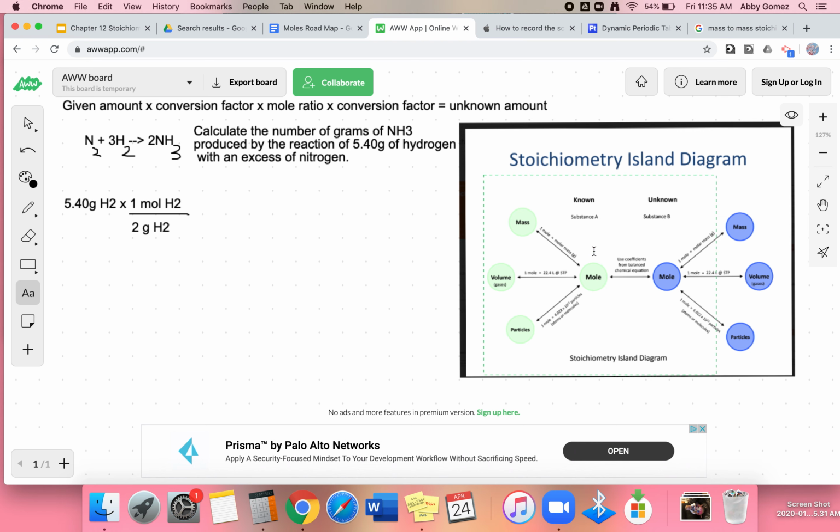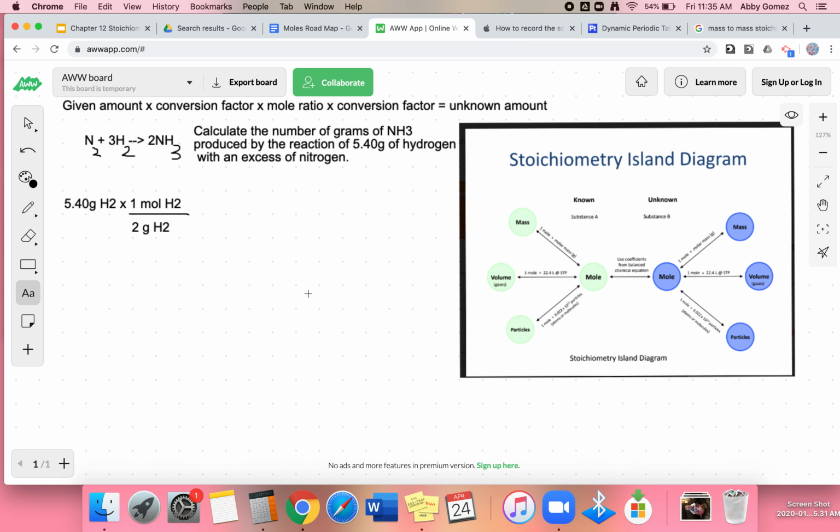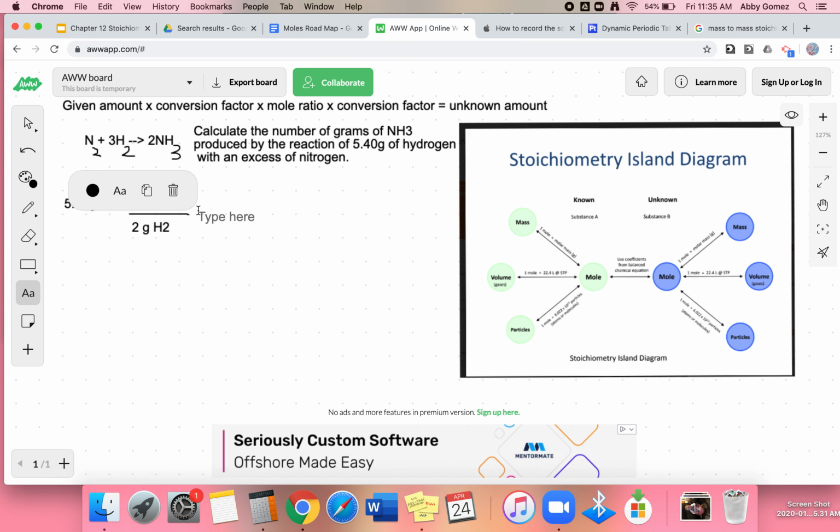Now we need to go from moles of substance A to moles of substance B. So this is what we just did, where we used that mole ratio. Remember the mole ratio, you look at the balanced chemical equation, you figure out which 2 are you comparing. So we are trying to find ammonia, and we have been given hydrogen. So we are comparing hydrogen to ammonia. So it is a 3:2 or 2:3 ratio.